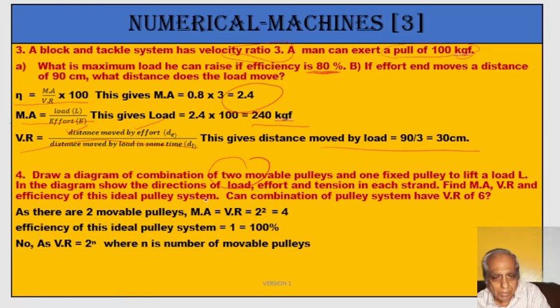Then question, find mechanical advantage. Mechanical advantage is equal to velocity ratio, which is equal to 2 raised to number of pulleys, so 2 raised to 4, for an ideal system. So the efficiency of this system is 100%.